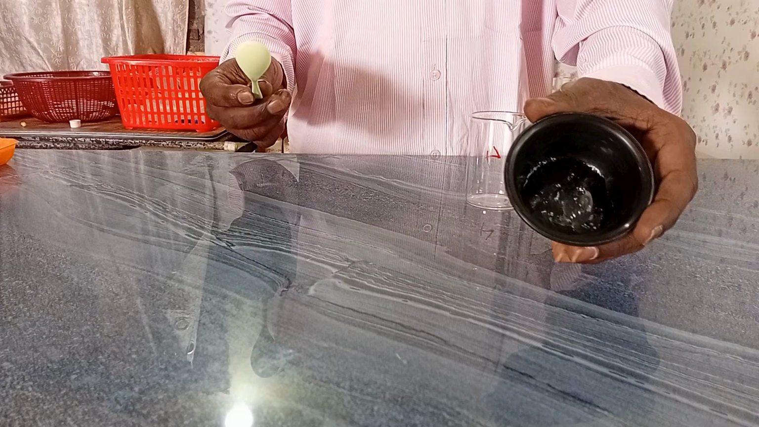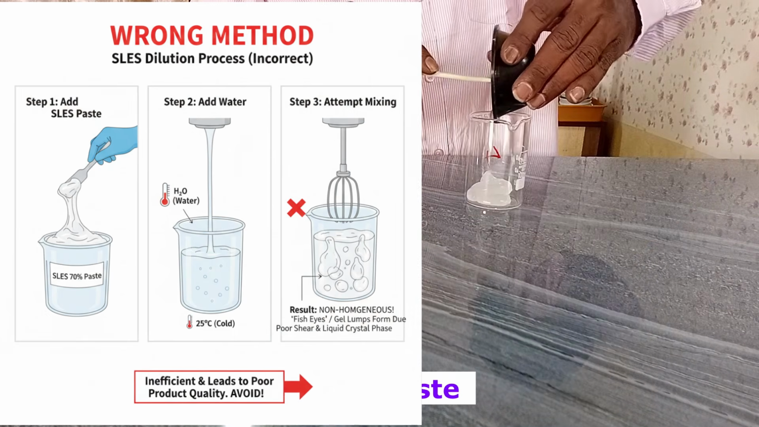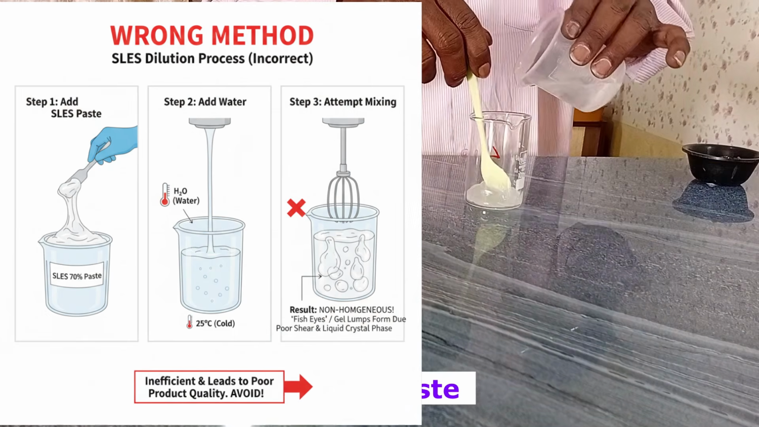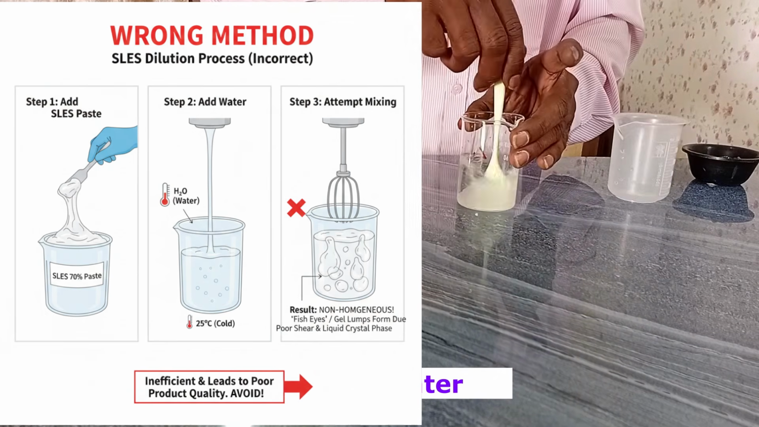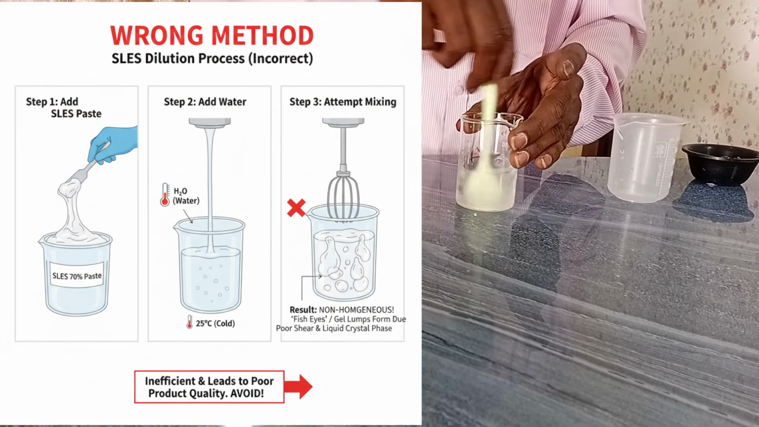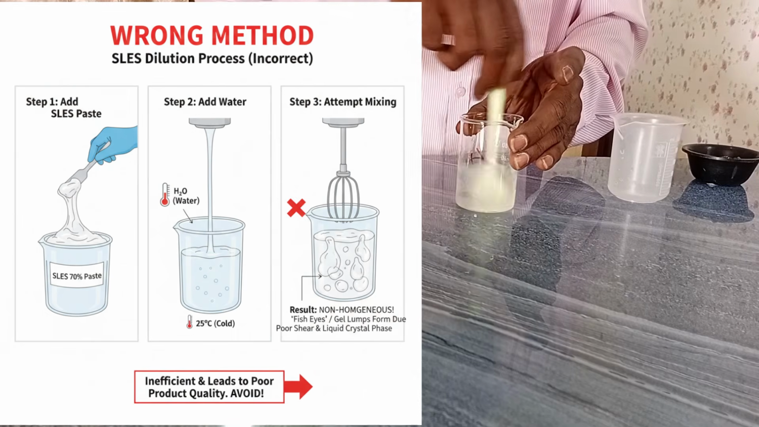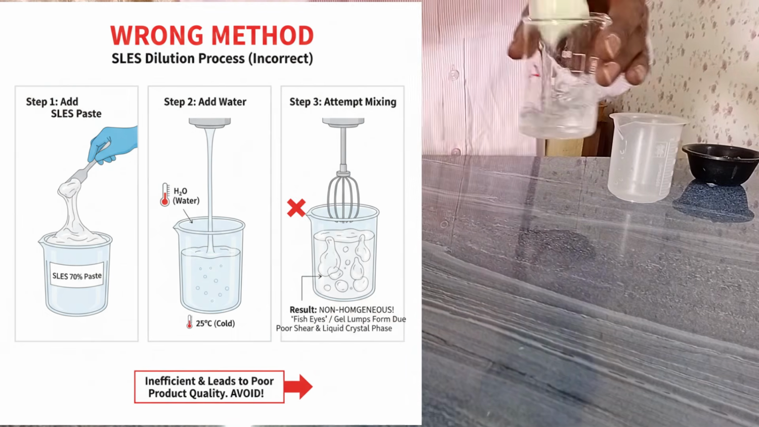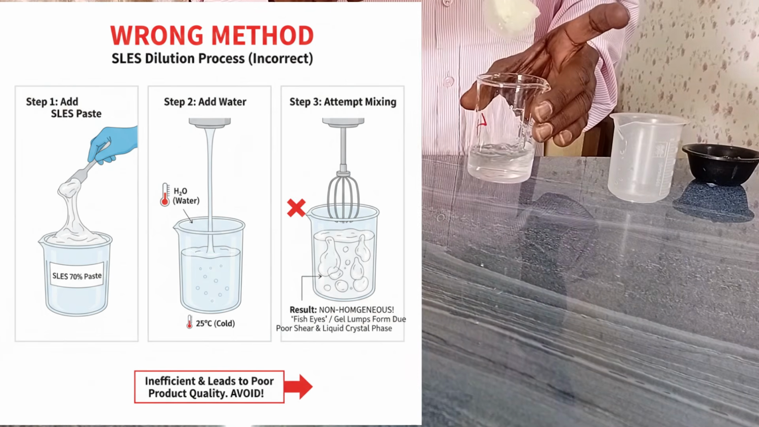As per our discussion, first I will do the wrong method. First I am charging the SLES paste, then I am charging the water, trying to get a homogeneous medium. So it is not the proper method. The SLES becomes a solid bulky mass, so I am not getting the homogeneous medium. Of course, this is a wrong sequence of addition.